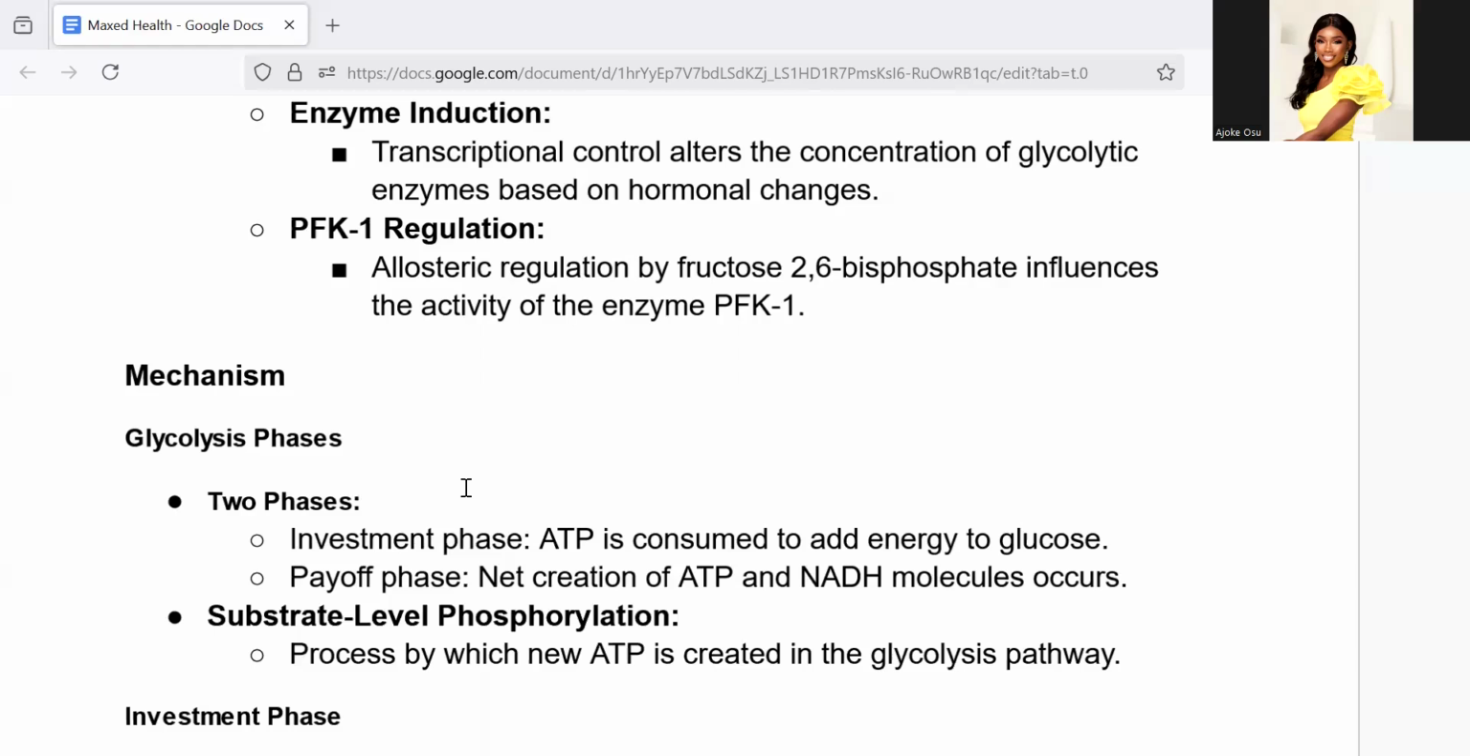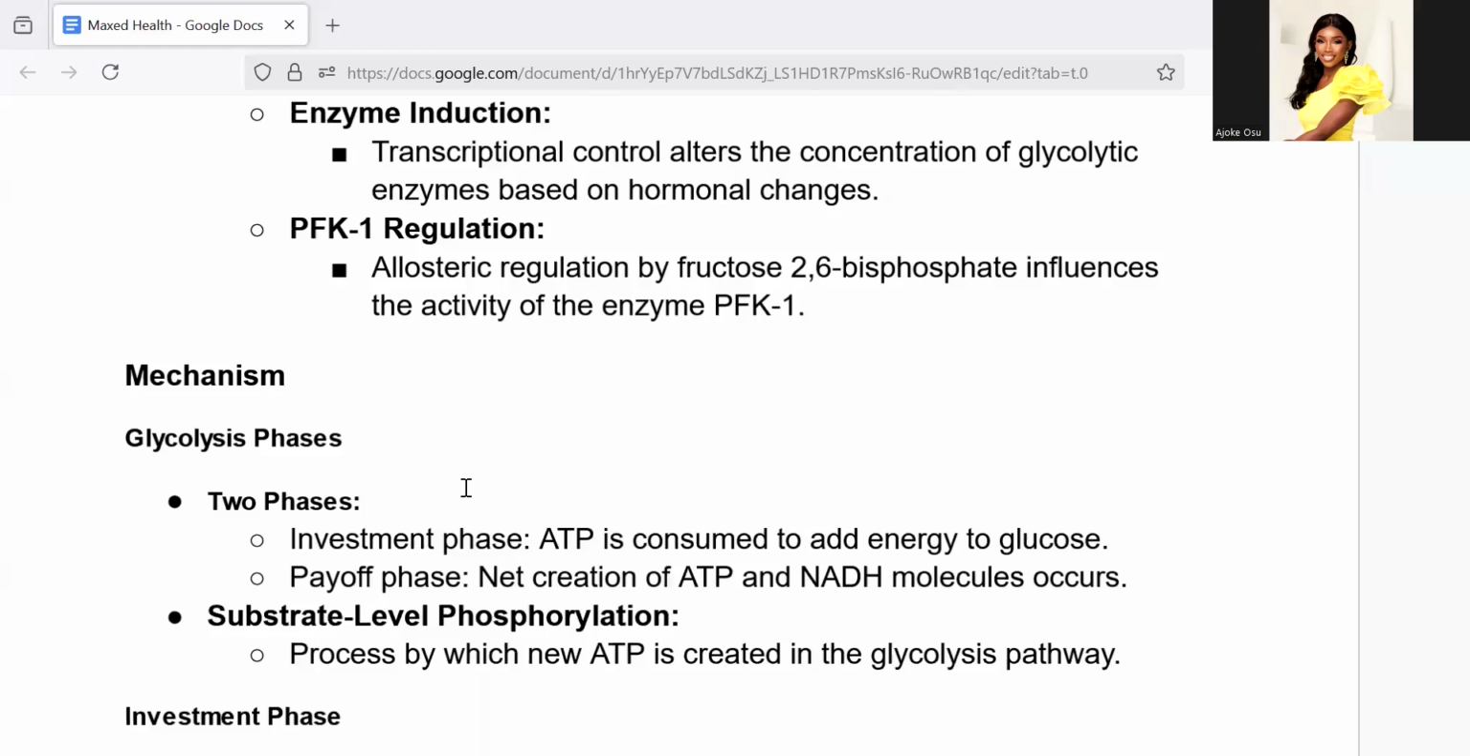So a total of 2 ATP goes in during the investment phase, with the production of 4 ATP resulting in the payoff phase. Thus there is a net total of 2 ATP, and the steps by which ATP is created are usually called substrate level phosphorylation.